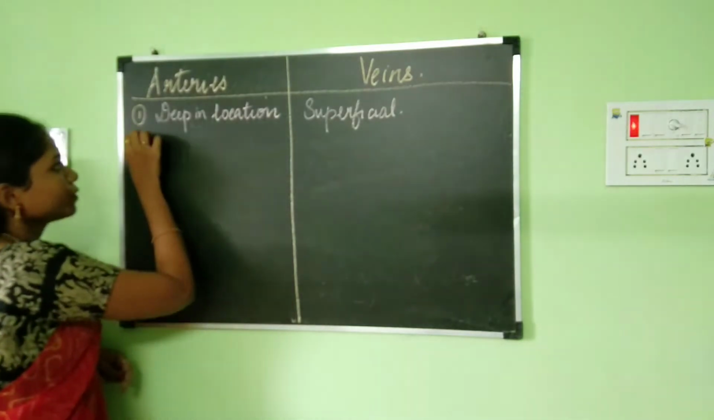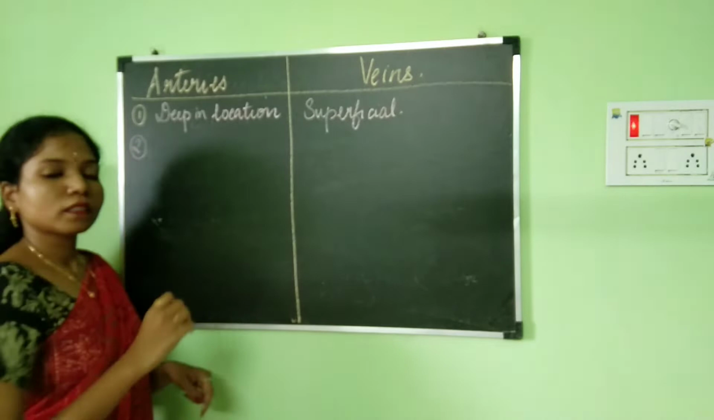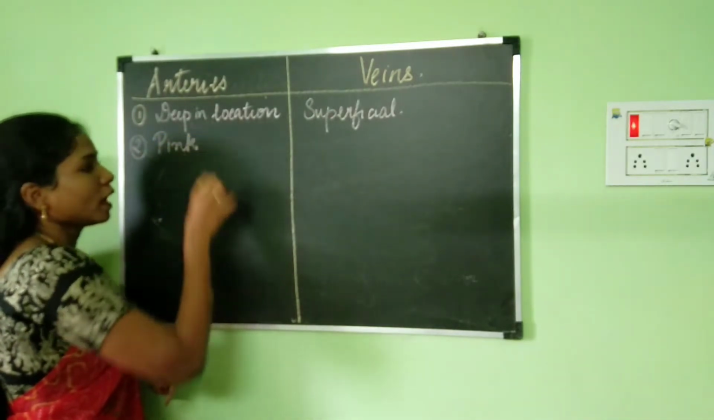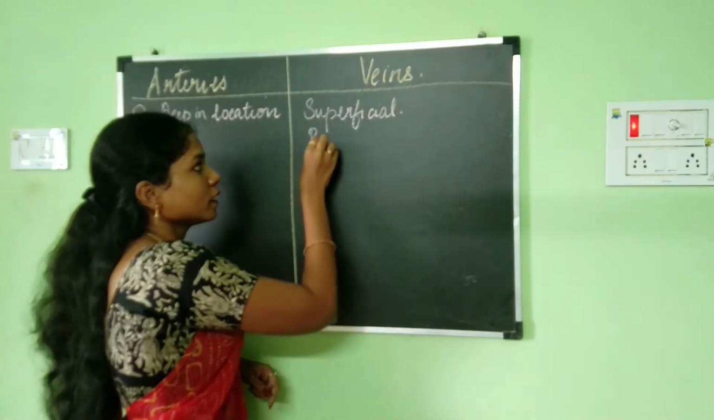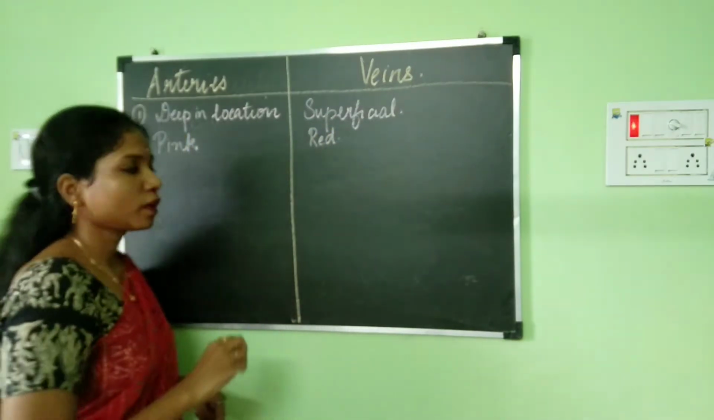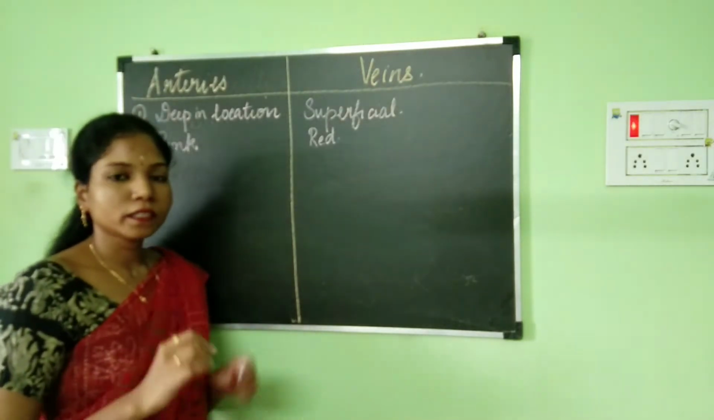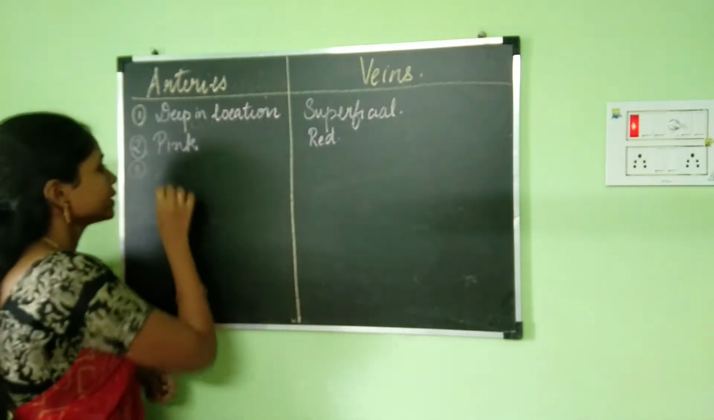The second difference is arteries are going to be pink in color and the veins are going to be red in color. The third difference is all the arteries are going to carry oxygenated blood.